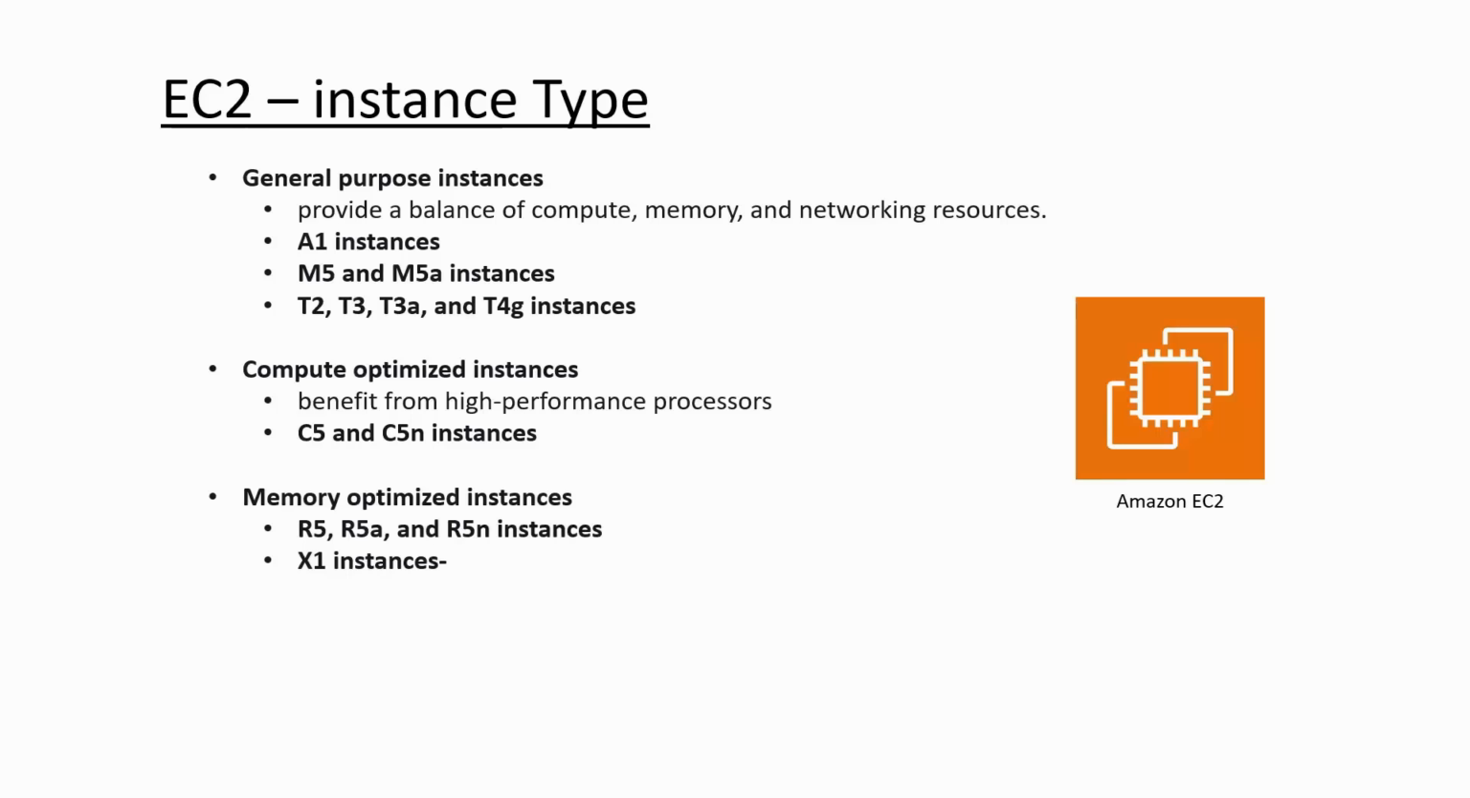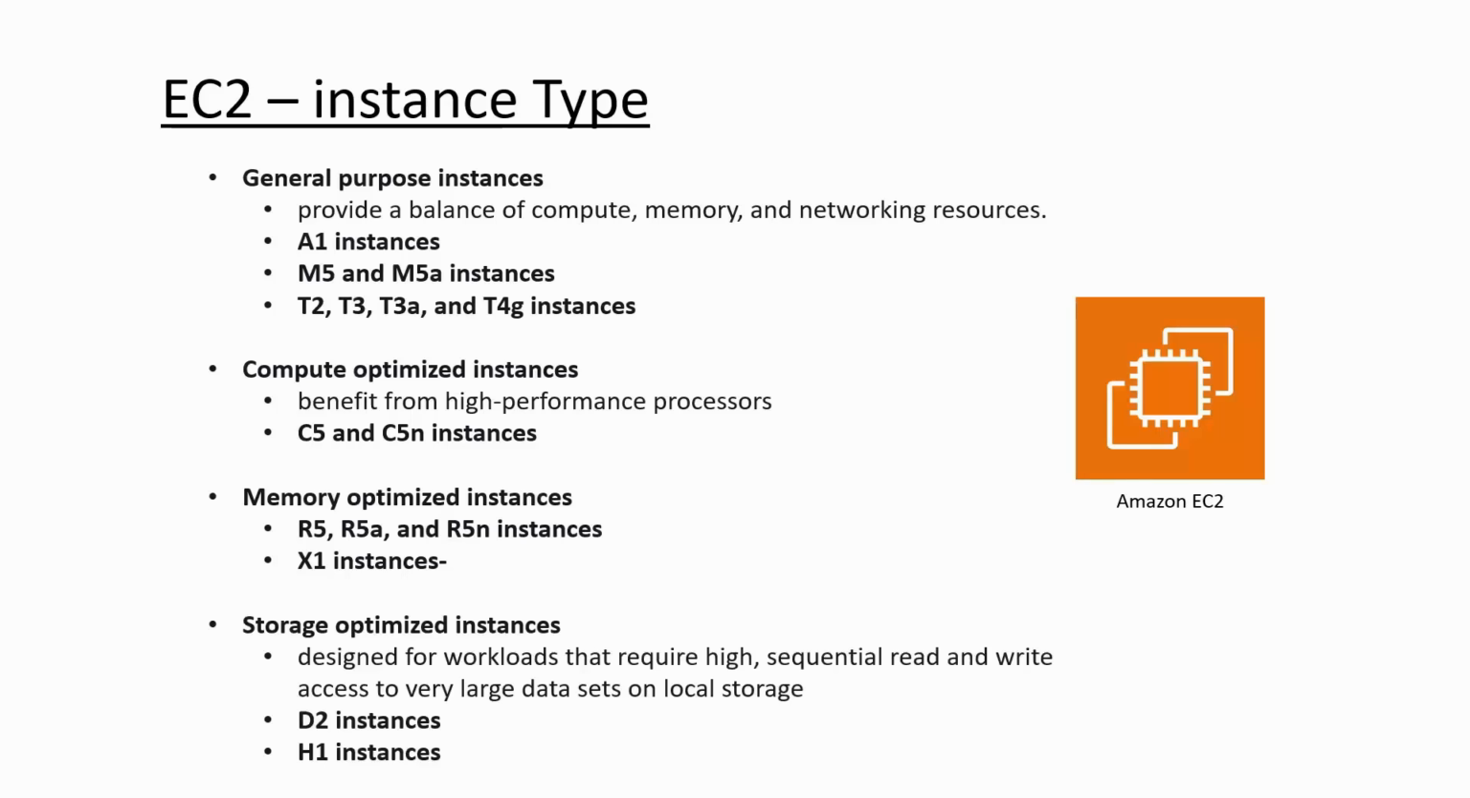Next is memory optimized. If you want your server to have very high or efficient memory, you can go for R5 series instances or X1 instances. And if you want storage optimized, then you go for D2 or H1 instances. So the moment you select the instances, these are the options: general purpose, compute optimized, memory optimized and storage optimized. General purpose is A1, M5, T2 series. C stands for compute, so C5, C5N. R is for memory, R5, usually you can remember like that. And for storage, D2 and H1.